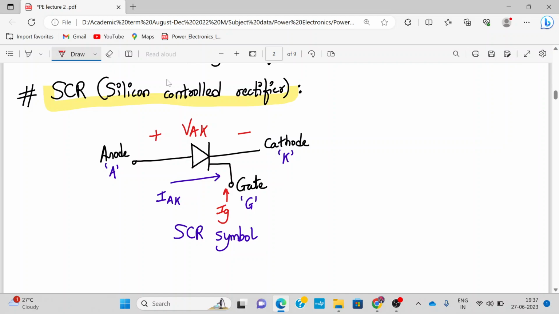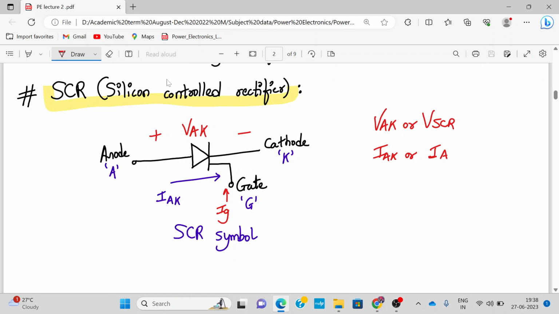Now this VAK can also be written as the voltage across the SCR, so we can write VSCR, and this IAK can also be denoted by IA, or anode current. So this is the anode to cathode voltage, or voltage across the SCR, and this is the anode current, or anode to cathode current. Normally IA is preferred, and VSCR or VAK is also preferred. So this is about the symbol of the SCR, the silicon controlled rectifier.